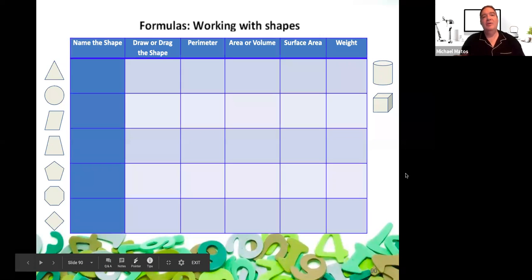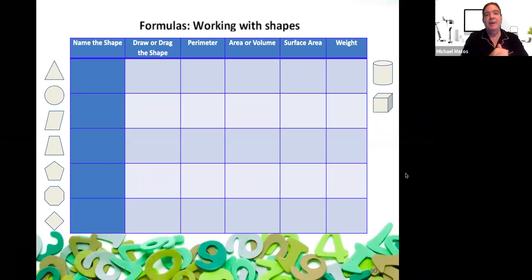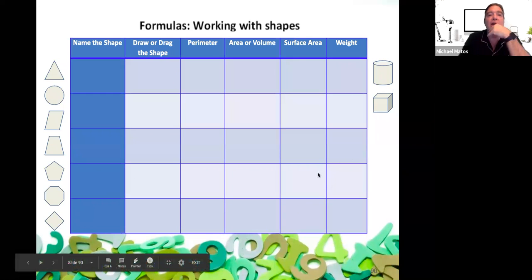Another interactive I use is taking a shape. You can draw these shapes, you can look them up online. Now let's look at the perimeter. Let's look at the area, volume, surface area, weight. We have a chart to record it all in. All of this can be done online or in person.